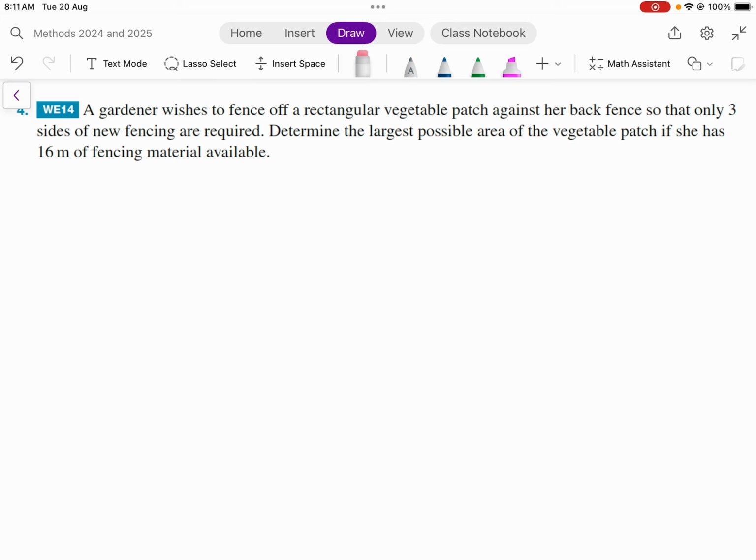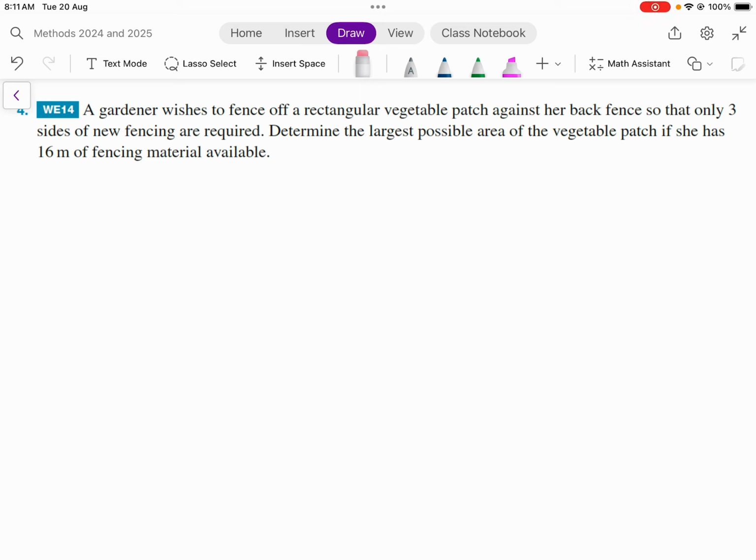Okay, in this question, we are doing some optimisation. So we have a gardener and they want to put a rectangular fence along an already existing back fence so that only 3 new sides of fencing are required, and that total material is 16 metres.